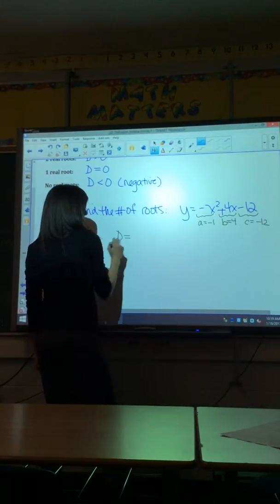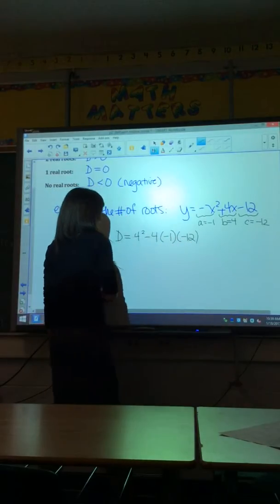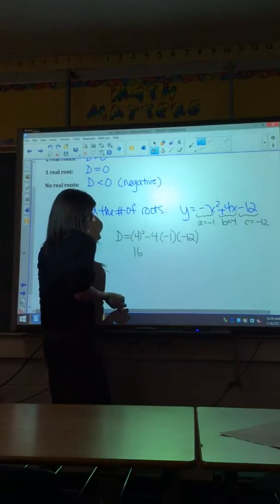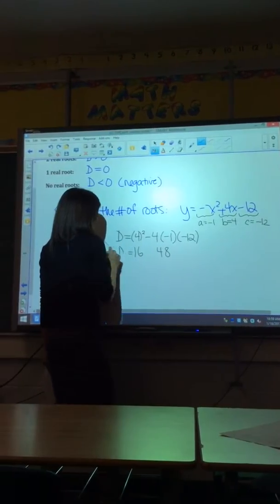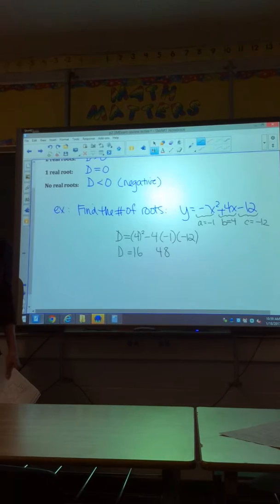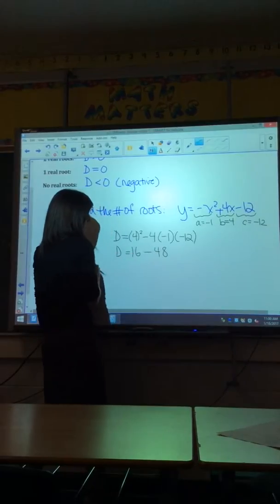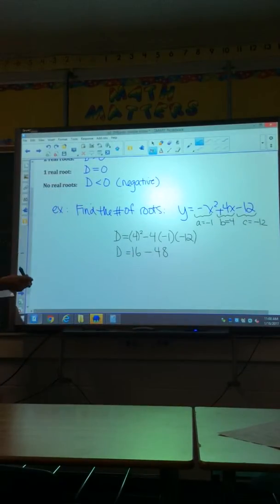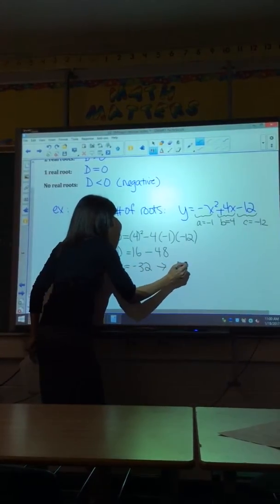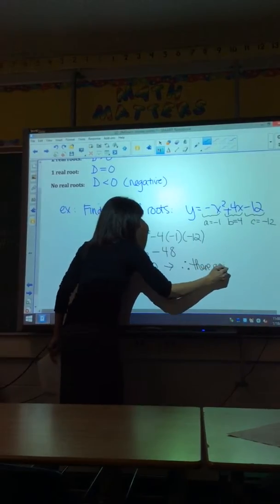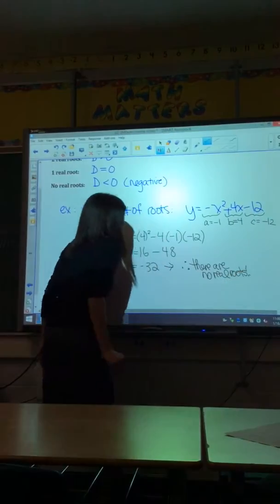D equals B squared minus 4AC. So 4 squared is 16. 4 times 1 is 4, times 12 is 48. Is it a positive or a negative? A negative. Count the number of negative signs. 1, 2, 3. If it's an odd number, it's negative. So this discriminant is a negative number. Negative 32 means, therefore, there are no real roots.